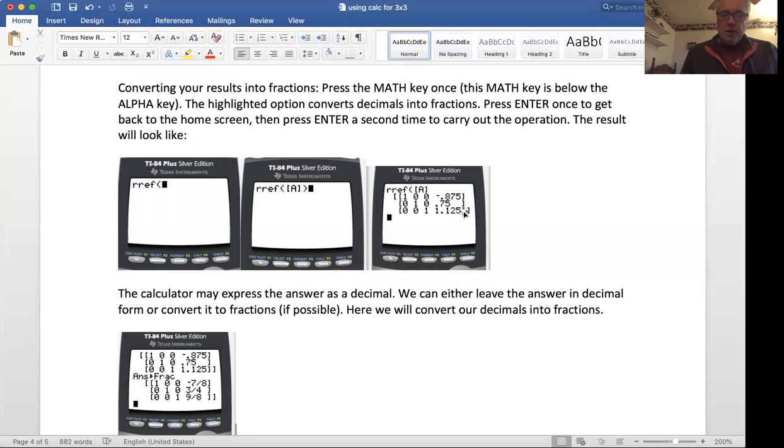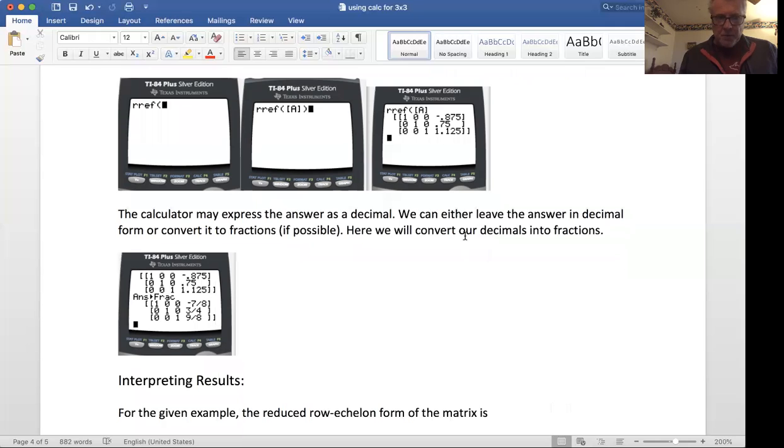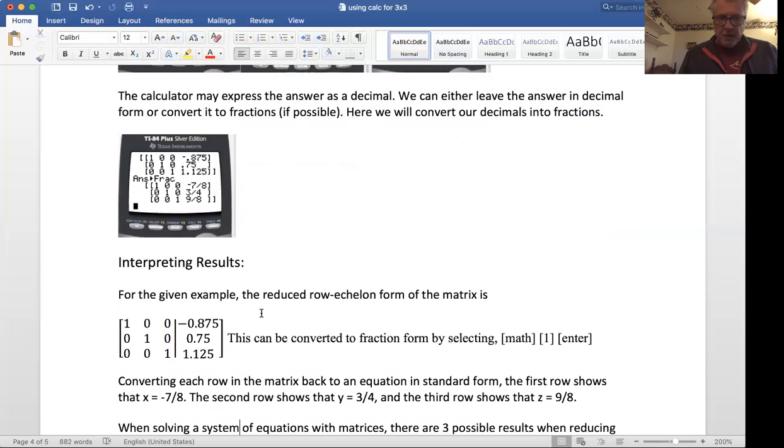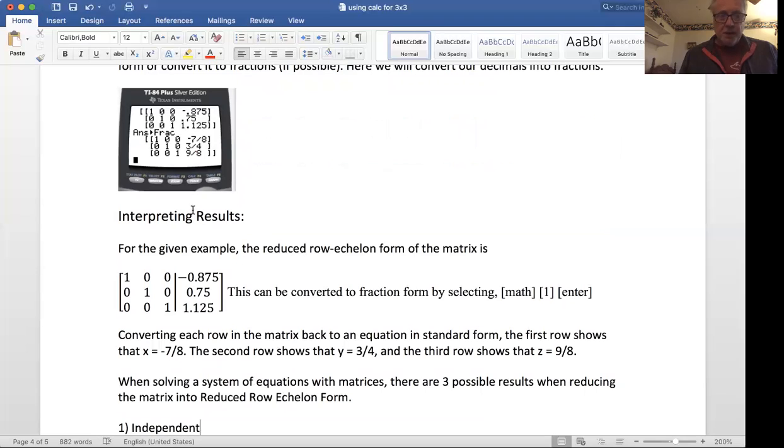I can now press the math key, not second, the math key, sorry about that, and enter, and it changes these to fractions, which is useful. So again, interpreting the result, not to beat a dead horse, once we get this in, that's X equals minus 7/8, Y equals 3/4, and Z equals 9/8.